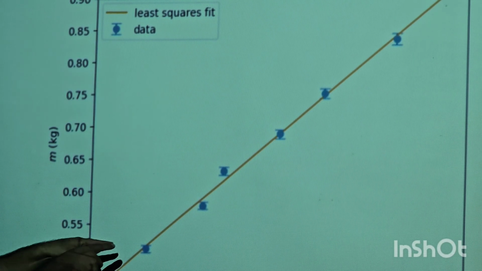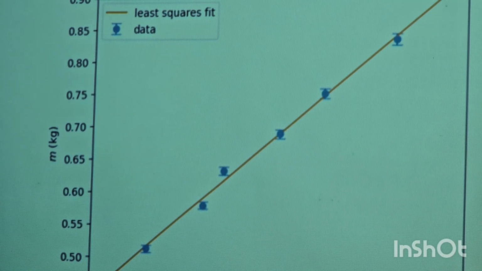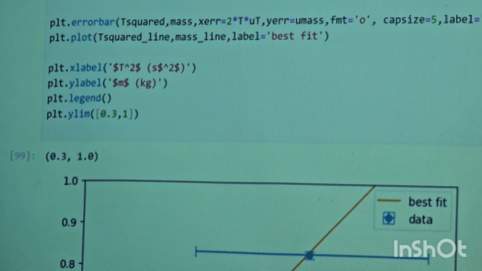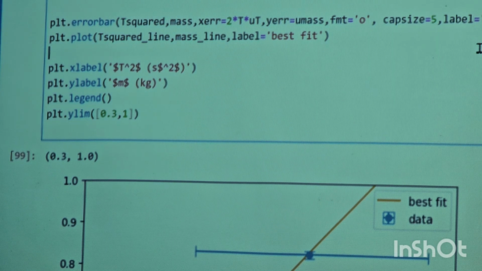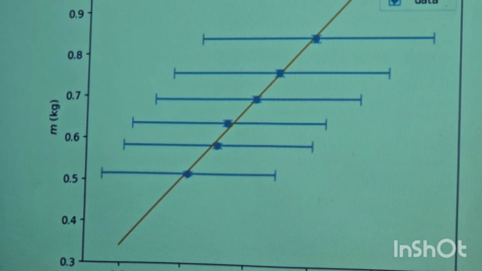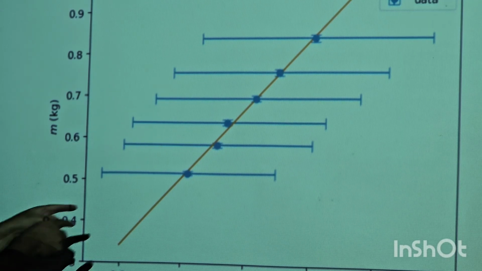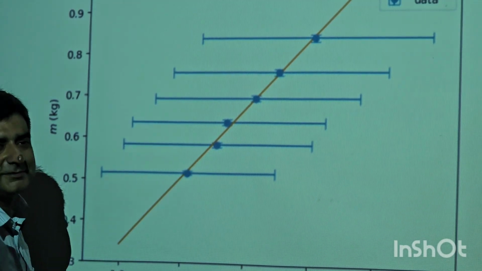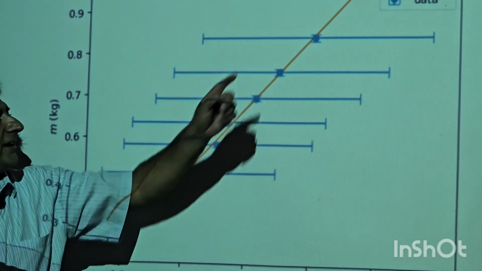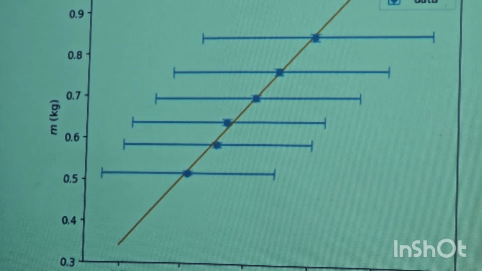So these are my data points with their error bars. And this is my line, the best fit line. Now notice a few things.